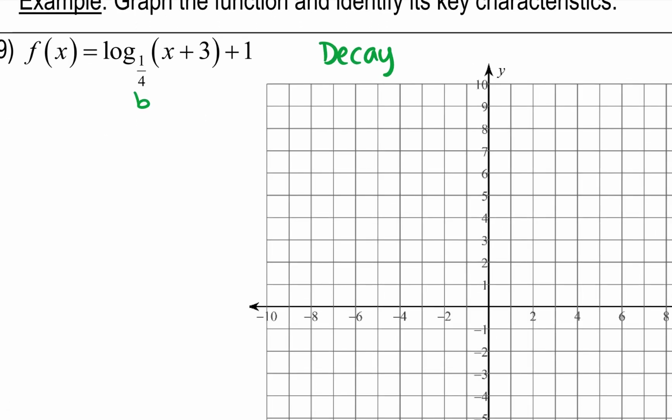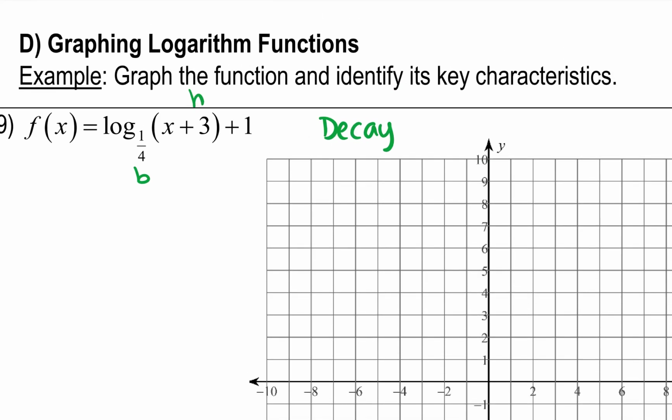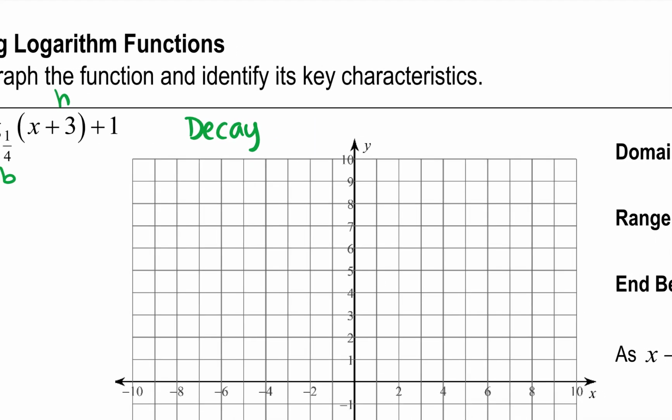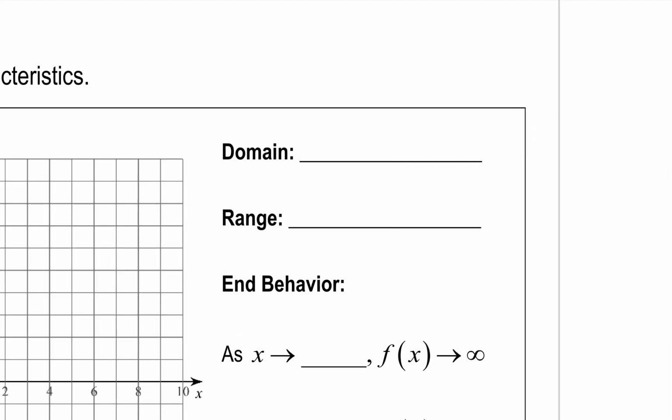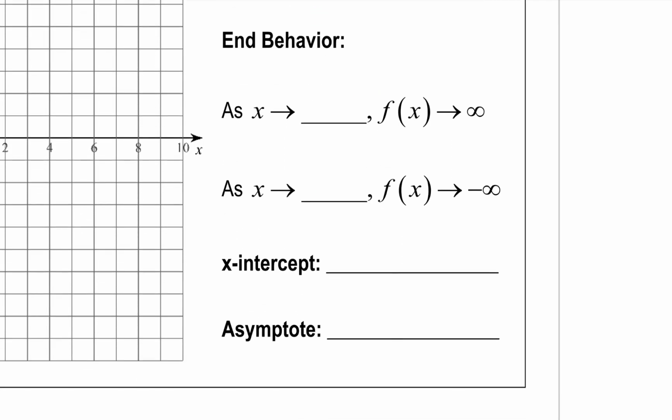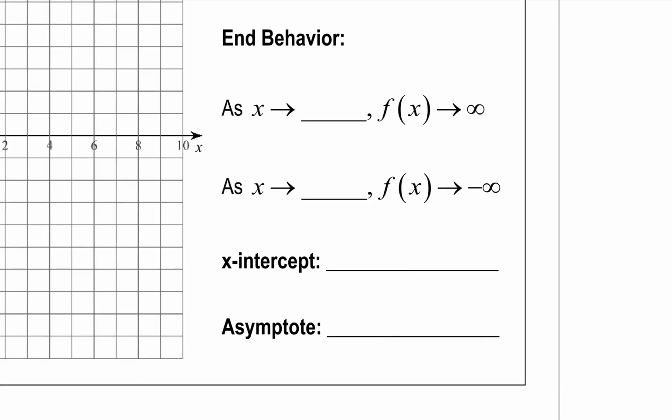And then if you want to label, you can. I want h. I don't really need k. That doesn't help me for this. Okay. So h, actually we'll write h is negative 3. You don't want to accidentally write the wrong one. So domain is x is greater than h, which is negative 3. Range, always all real numbers. In behavior, because this is decay, my negative infinity goes to positive, and my positive goes to h.